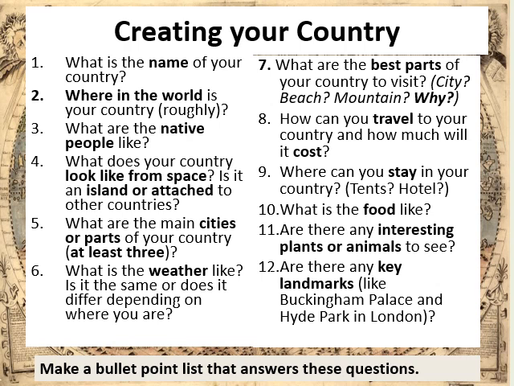What's the food like? Is that a big selling point here, the food? Are there any interesting plants or animals to see? Going back to Australia again, they've got all kinds of things there, most of which apparently kill you. But nevertheless, are there any interesting plants or animals to see? And any key landmarks like Buckingham Palace and Hyde Park, or possibly natural landmarks like, again, back to Australia, Ayers Rock and so on and so forth.